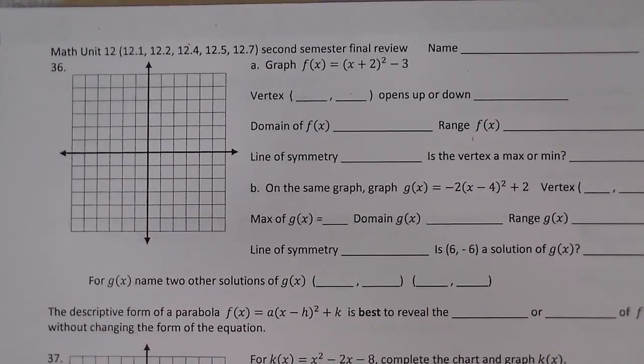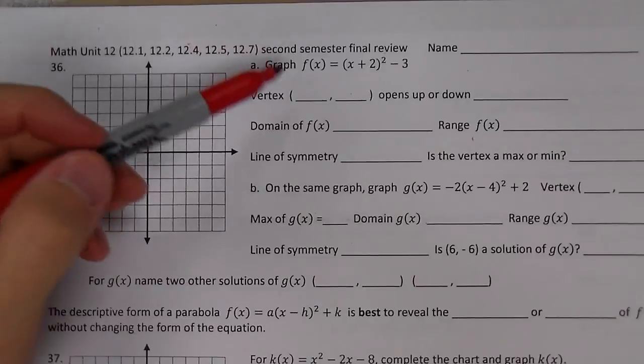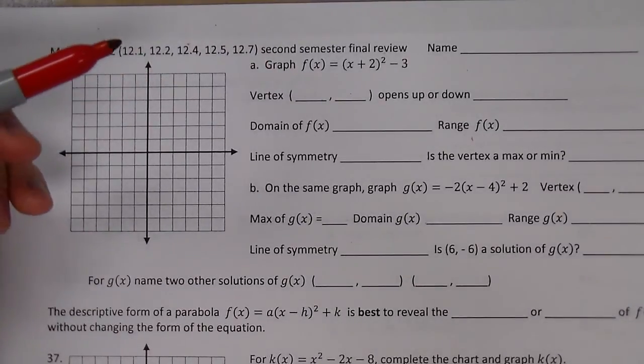This is Unit 12 of the second semester final review. We've reached the final chapter. So in number 36, we're given our function f of x equals (x plus 2) squared minus 3.